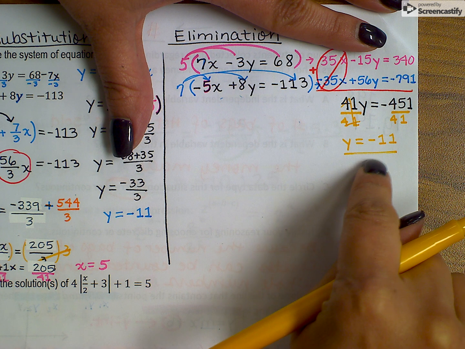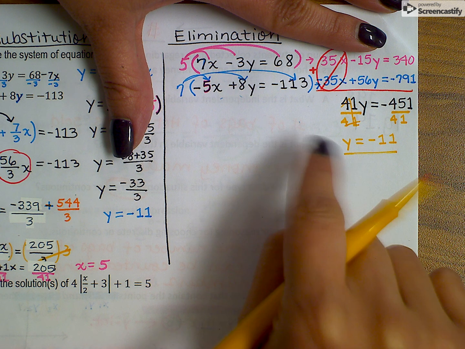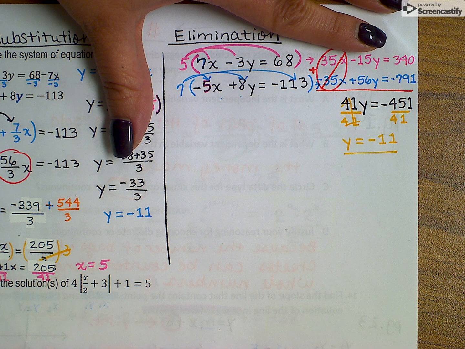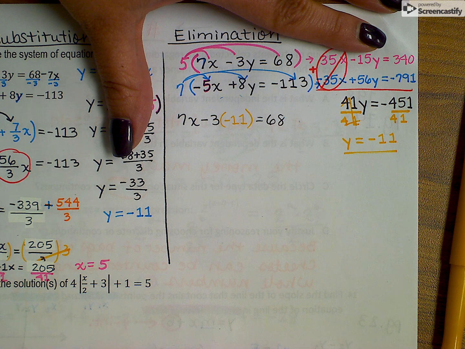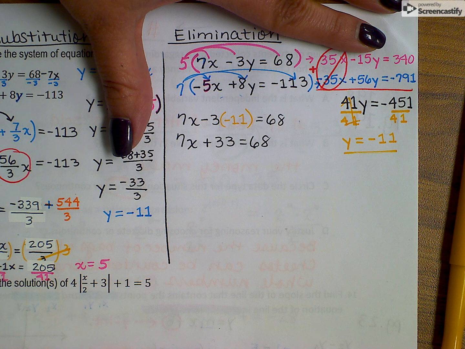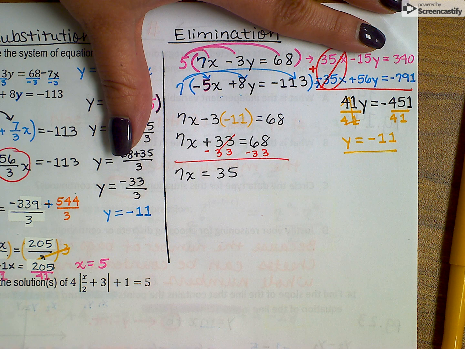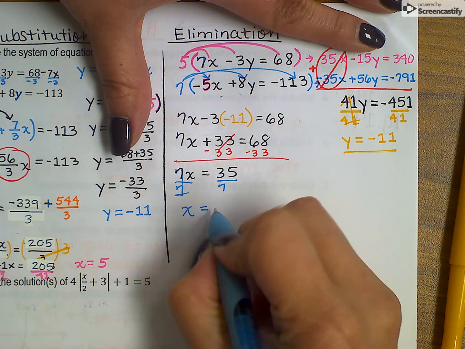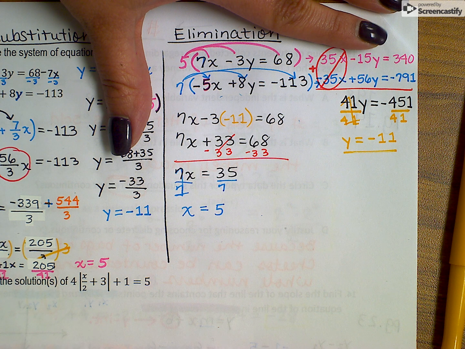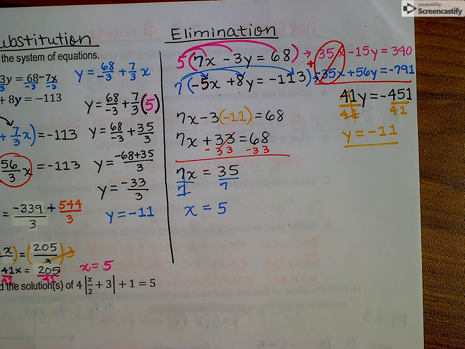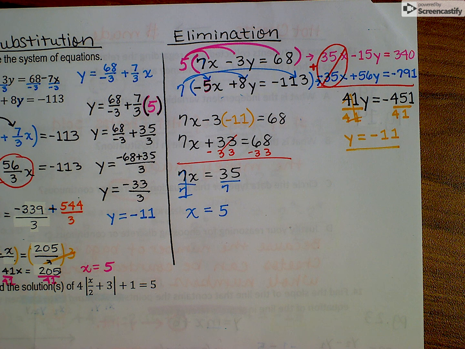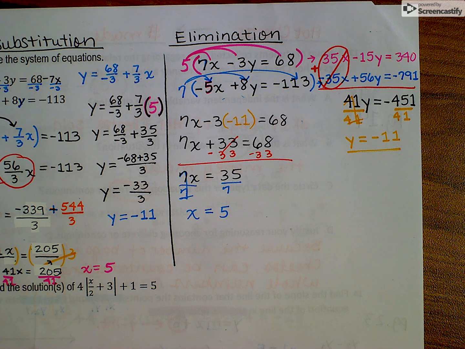I saw a lot of weird things happening from this point. So I see this one up here is kind of small, so I'm going to substitute y into the first equation and we'll just solve for x by distributing and then removing my constant and dividing by 7, leaving me with x is equal to 5. Of course, you want to go back and double check your answers by substituting back in.